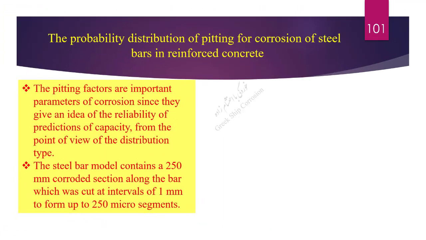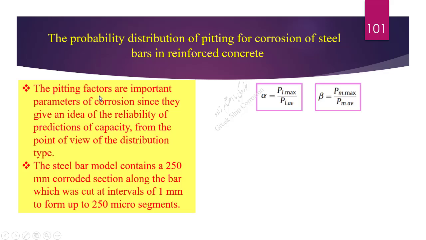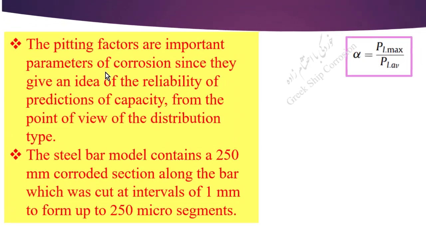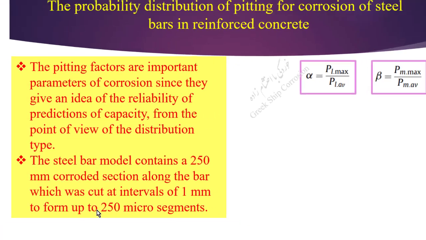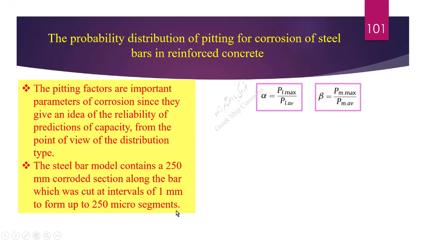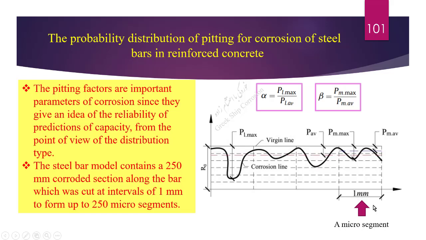The probability distribution of pitting for corrosion of steel bars in reinforced concrete. The pitting factors are important parameters of corrosion since they give an idea of the reliability of predictions of capacity from the point of view of the distribution type. The steel bar model contains a 250 mm corroded section along the bar, which was cut at intervals of 1 mm to form up to 250 microsegments. A microsegment is shown here.